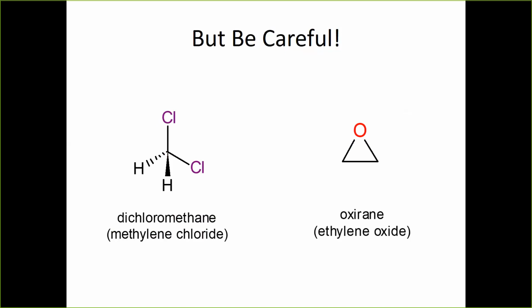Ethylene oxide is also an important one to be aware of. That's another IARC 1 known carcinogen in humans, been associated with cancer of the breast and the bones, and it can also be a sensitizer as well.